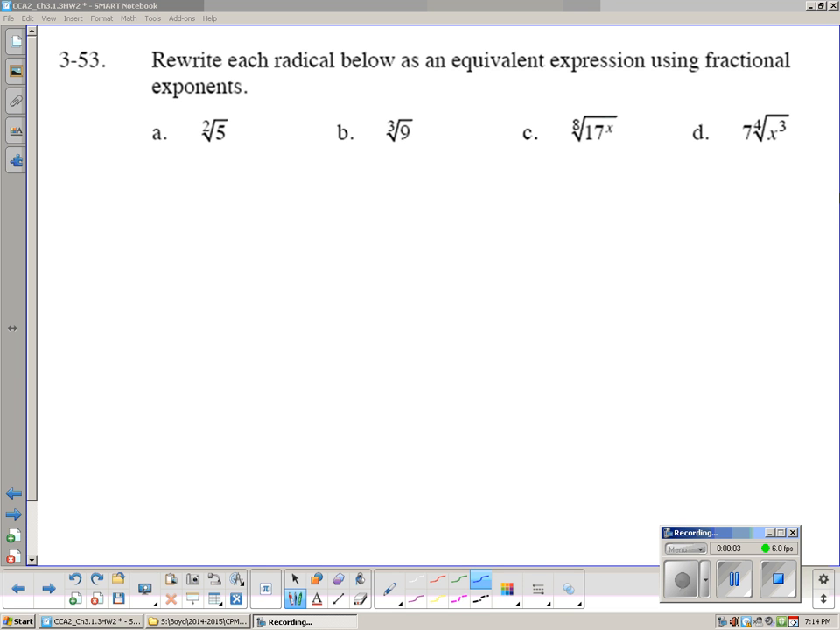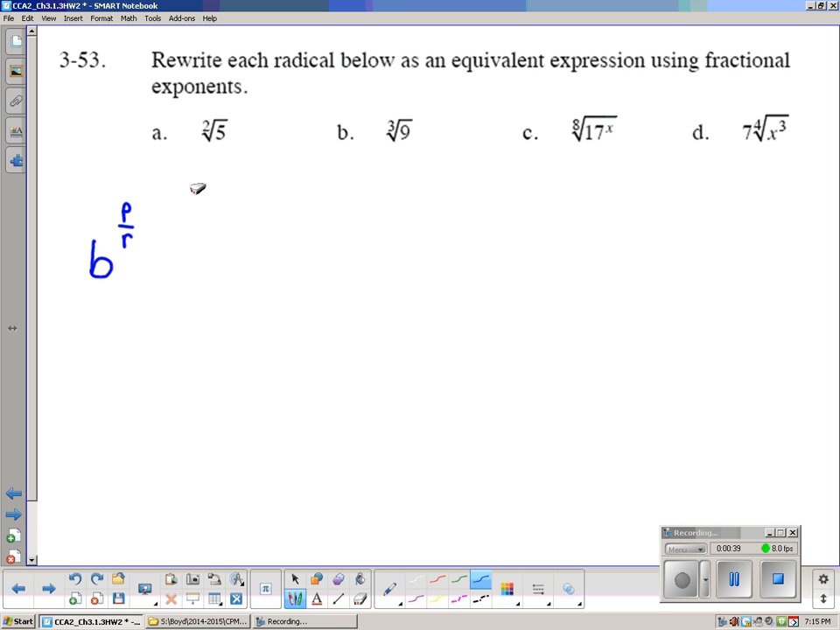Problem 3-53. Rewrite each radical below as an equivalent expression using fractional exponents. So we're going to take each of these four expressions and rewrite them as an expression with a fractional exponent to get rid of our radicals. Just a quick reminder, if we have some number, our base, and we're raising it to a power that involves an exponent, our power goes in our numerator and our root number goes in our denominator.